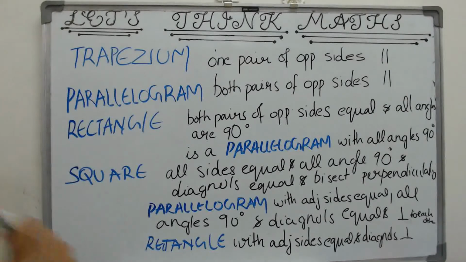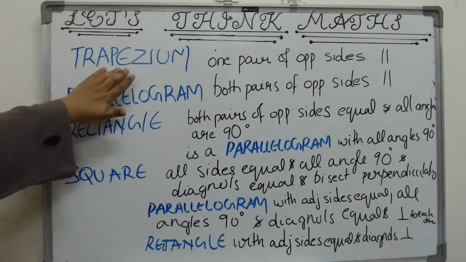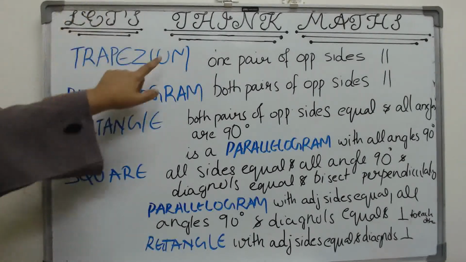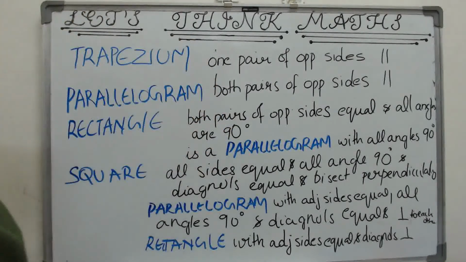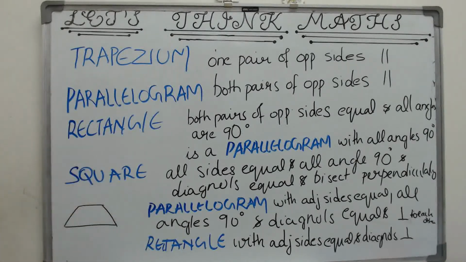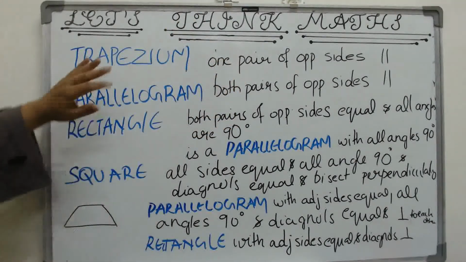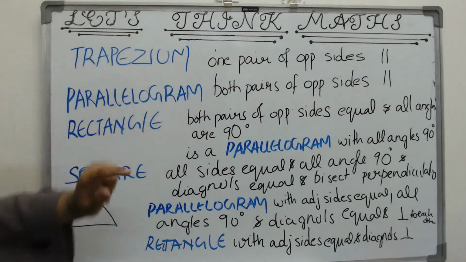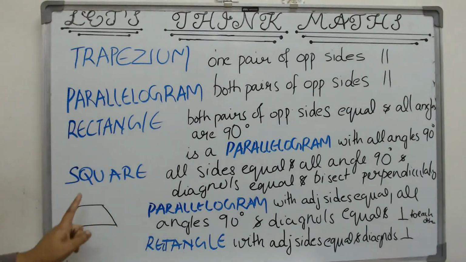Now let us quickly recap what we have studied so far. We started with a trapezium. But notice that the sides which are parallel need not be the same. One side can be smaller than the other. All you need is for them to be parallel. So a trapezium is a quadrilateral whose just one pair of opposite sides is parallel.